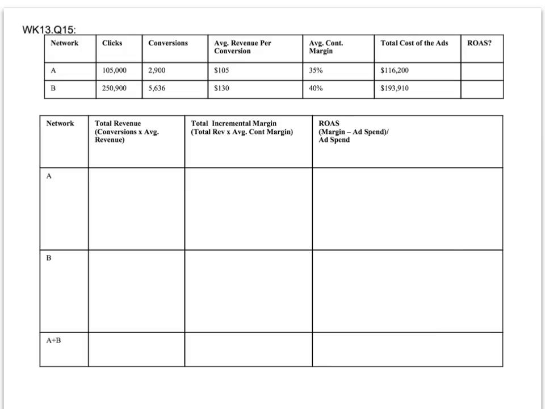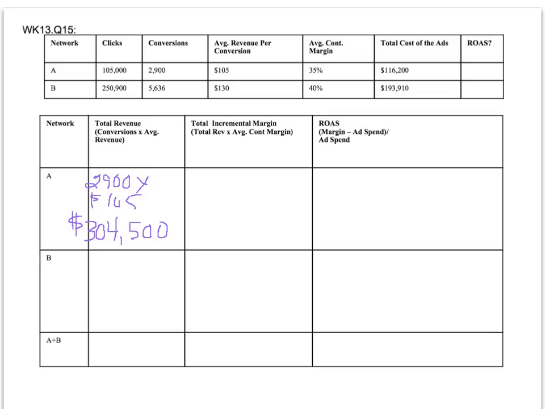Week 13, question number 5 asks you to calculate return on ad spend, which is the same formula as ROMI for two different ad networks online. So first thing we need to do for network A is to calculate total revenue, which we know is the volume of conversions times the average revenue per conversion. So in this case, 2,900 times 105 gives us total revenue of 304,500.